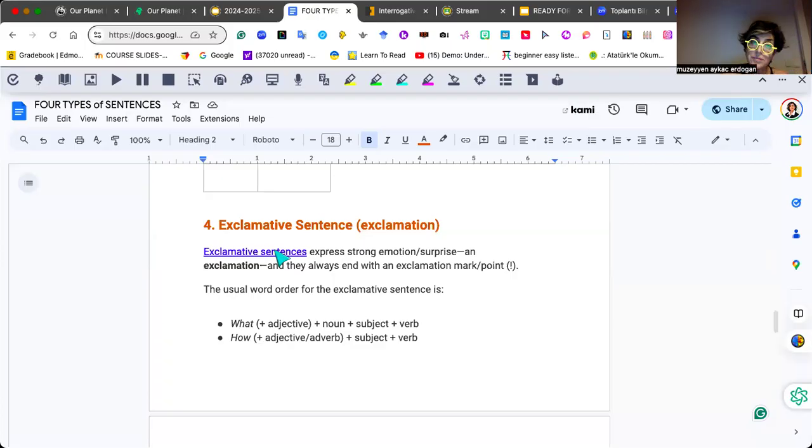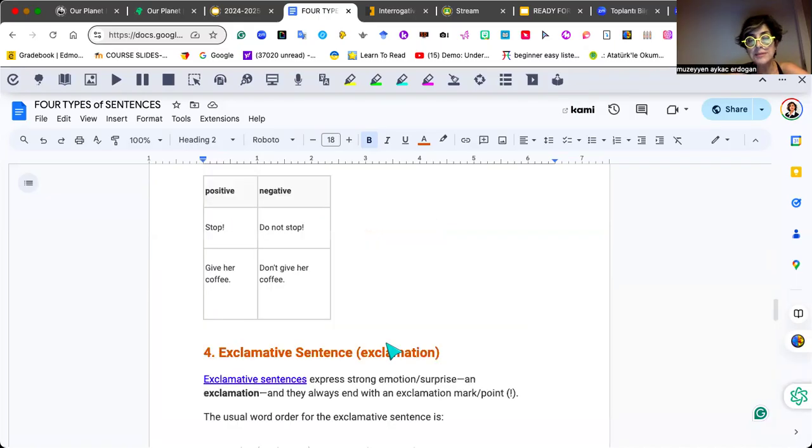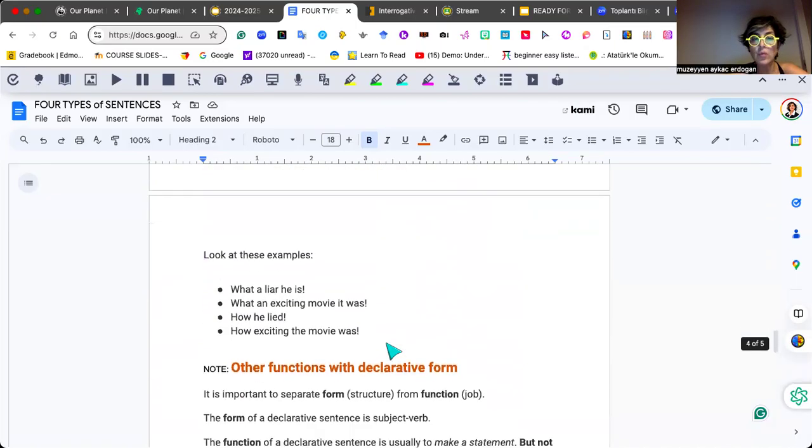Sonra friends, while I was talking about the declarative form, I also told you that there is another explanation about this declarative form. What does it mean?